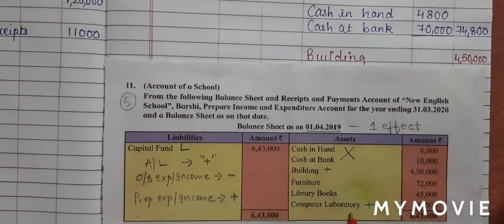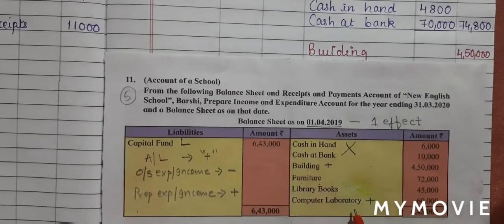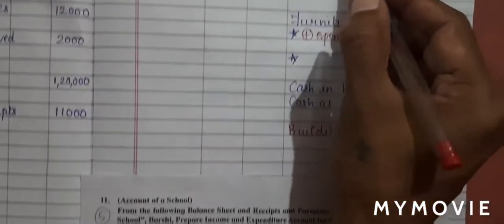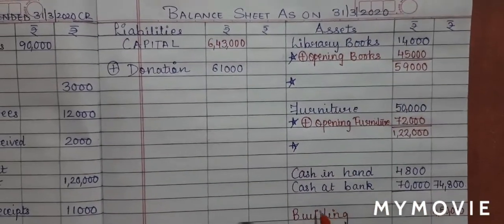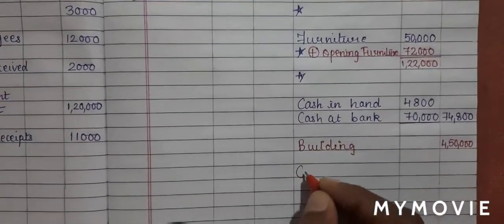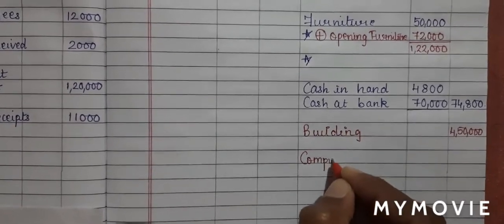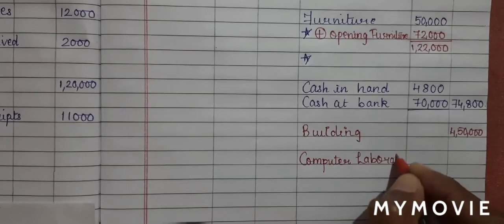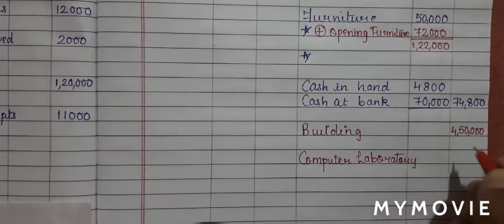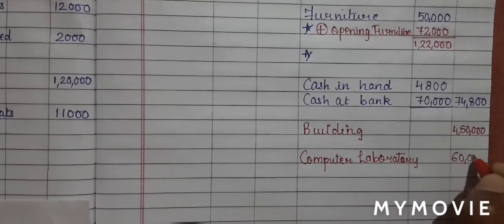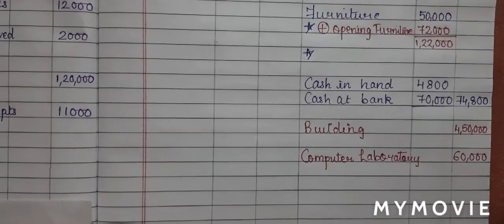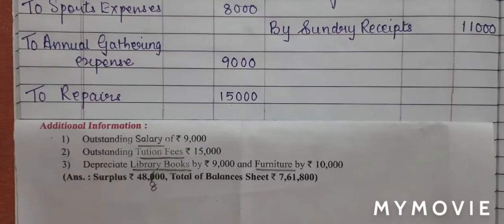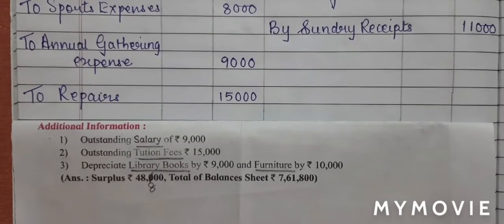Next is computer laboratory. So computer laboratory, I will write it on my asset side. Since I do not have computer laboratory on the asset side, I will write computer laboratory. In the outer column, 60,000. With this, students, we have completed our balance sheet. Let's continue with our step number 4, that is adjustment.